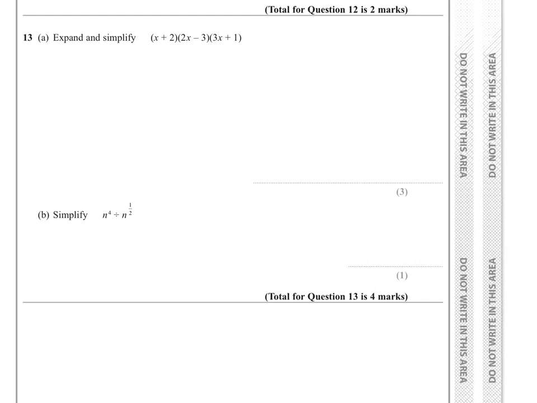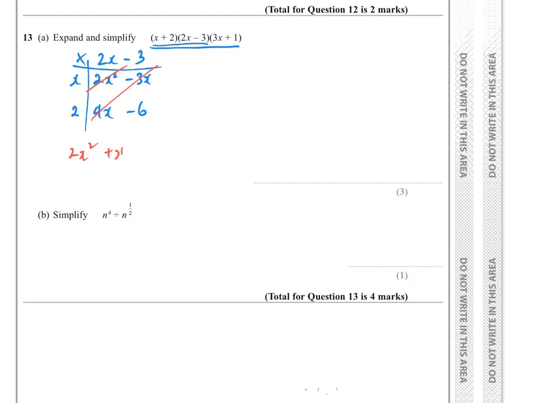Question 13. Let's expand and simplify this expression. Well, let's start with these two brackets first. We don't have to start with those two, we could have started with any two because multiplication, the order doesn't matter. So we'll start with x plus 2 multiplied by 2x minus 3, and that will give us 2x squared minus 3x here, 4x, and then minus 6. So that gives us 2x squared plus x minus 6. And so that's what this is worth.